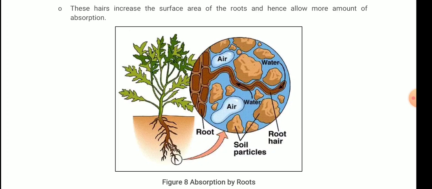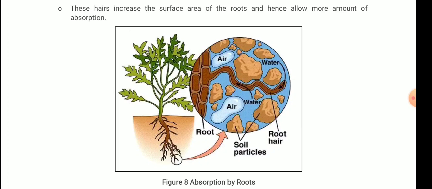You can see this one, absorption by roots. It is a magnified image of the roots, and there you can see a root hair coming out. In between the soil particles there is water and air which is being taken up by the plants, or you can say by the root hair of the plant.